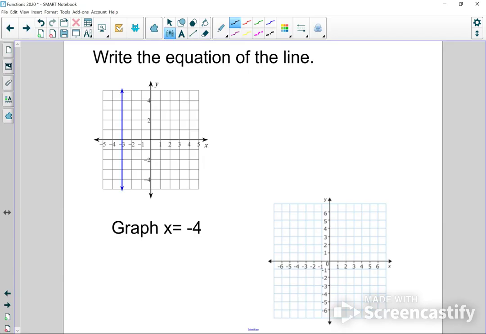Let's go again. Write the equation of this line. That's a vertical line, so we know it's x equals, and the number is -3. Then we have x equals -4. Well, what would that look like on a graph? We know x is -4 is right here, and x equals a number is vertical, so we would draw it like this. So we go both ways.